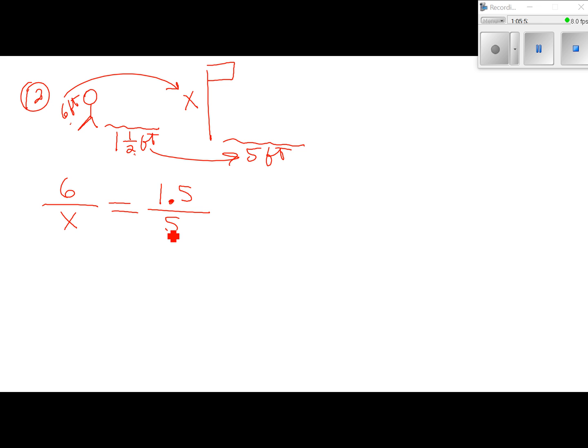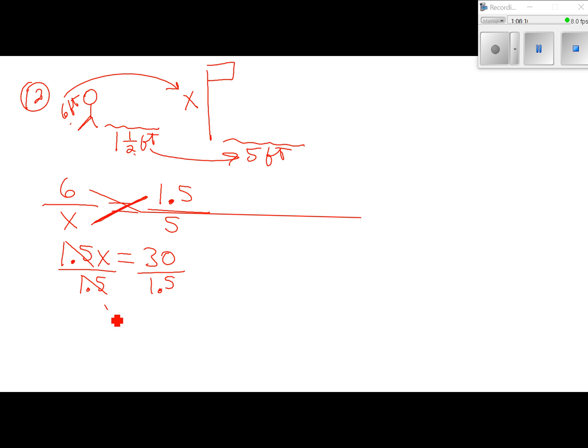We cross multiply. Again, if you want the X to be on the left, you want to multiply these first. So 1.5 times X equals, multiply this way, 6 times 5 is 30. Divide both sides by 1.5, grab your calculator and divide 30 by 1.5. And you end up with 20. Make sure your answer makes sense. You're saying that the flagpole is 20 feet tall. Well, that makes sense for a flagpole to be about 20 feet tall.